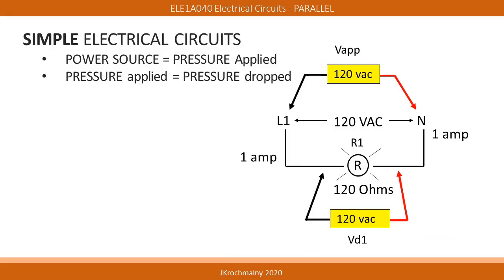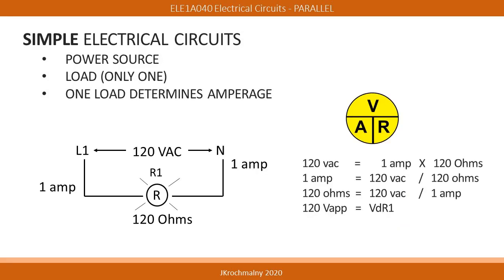In a simple electric circuit, the principles are the same. In this graphic, we see 120 volts AC power supplied to one load, and that one load is called R1. This same applied voltage is also the voltage dropped across the R1 load.